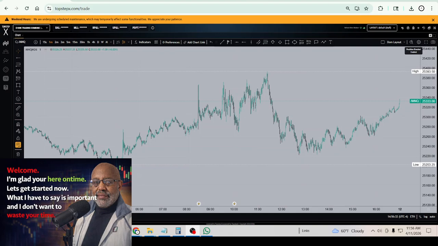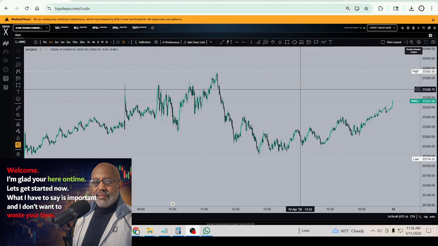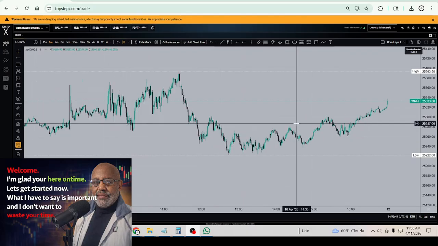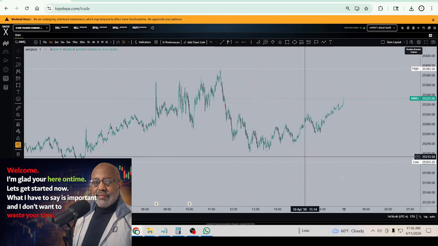Let's get started now. I don't want to waste each other's time, and what I have to say is important today. So here we are looking at the charts. Again, this is the same chart, the same day. I'm going to mention one concept to you. You'll see right down here in TradingView.